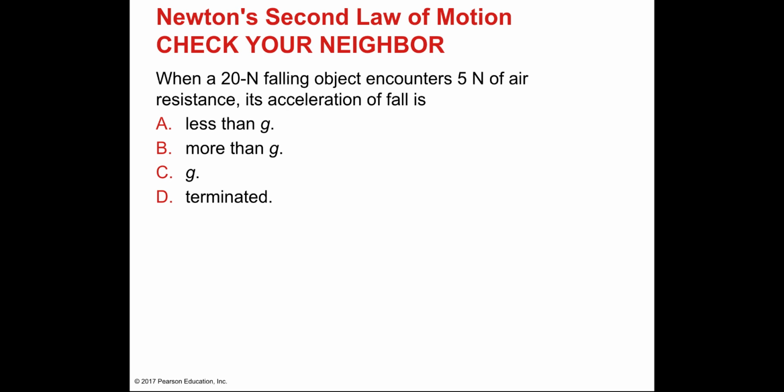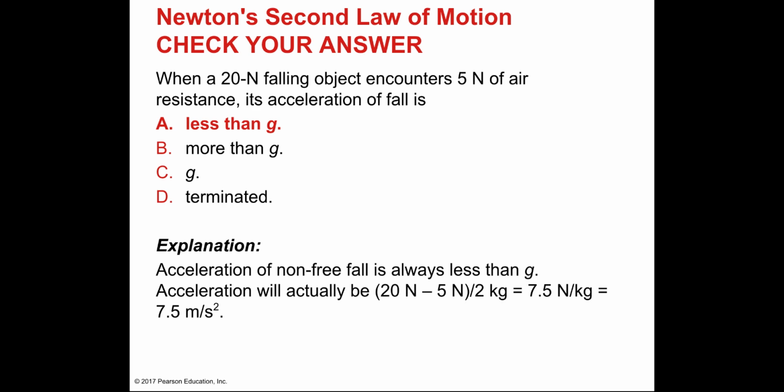When a 20 Newton falling object encounters 5 Newton of air resistance, its acceleration of fall is less than g. When I have a 20 Newton falling object that encounters 5 Newton of air resistance, obviously the 5 Newton is coming to reduce the 20 Newton because they act in opposite directions. Remember, the weight acts downward and the air resistance acts upward. So the net force is going to be 20 Newton minus 5 Newton.